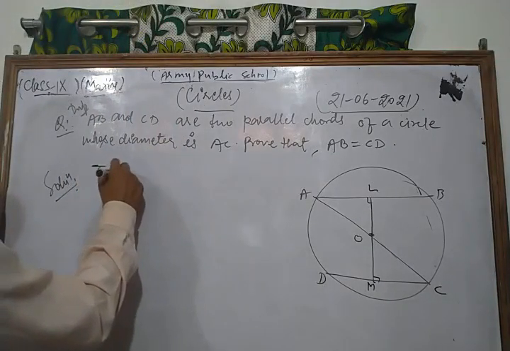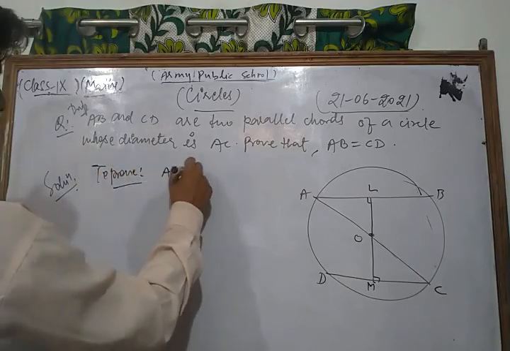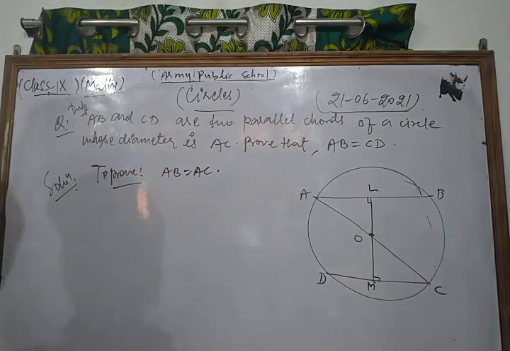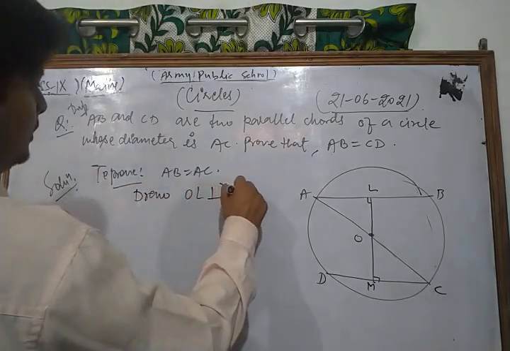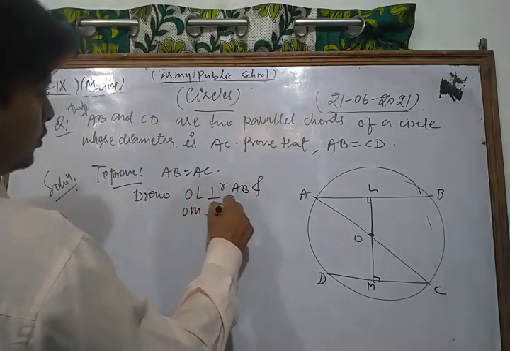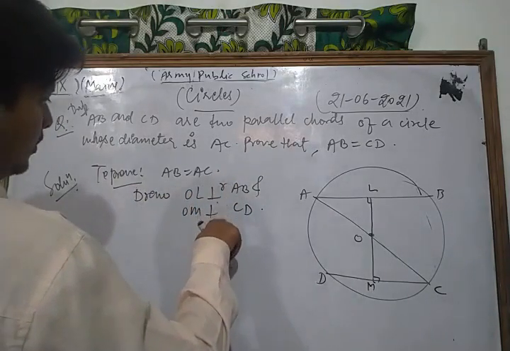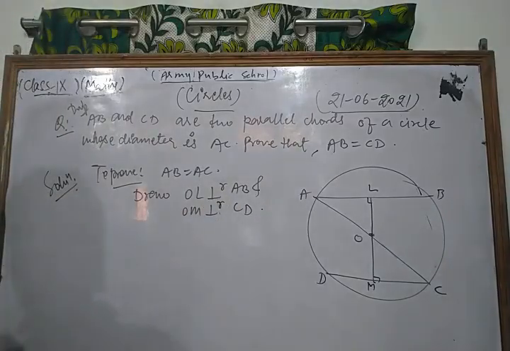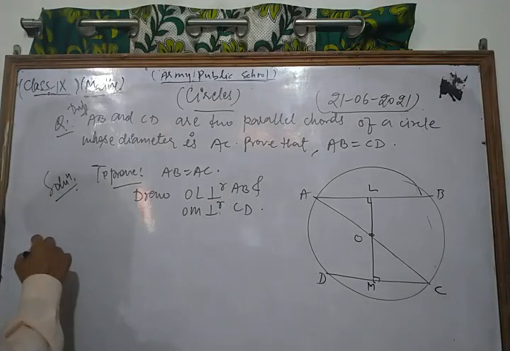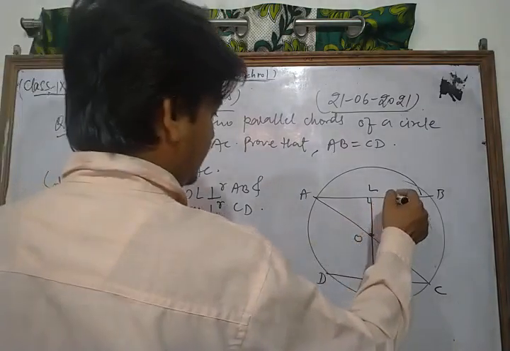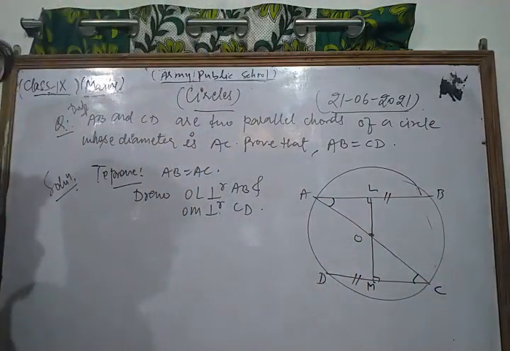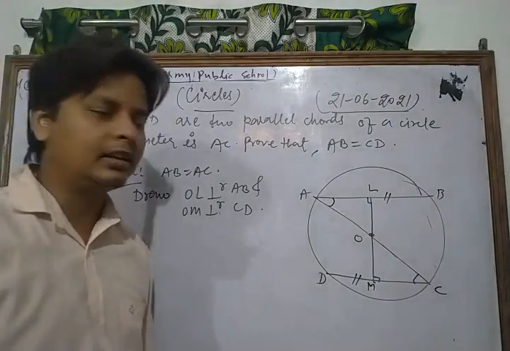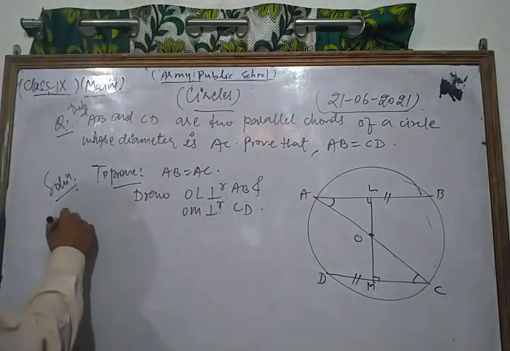To prove, we have to show that AB is equal to CD. Draw OL perpendicular to AB and OM perpendicular to CD. Now, since AB is parallel to CD, that angle is equal to that angle because these are the alternate interior angles.